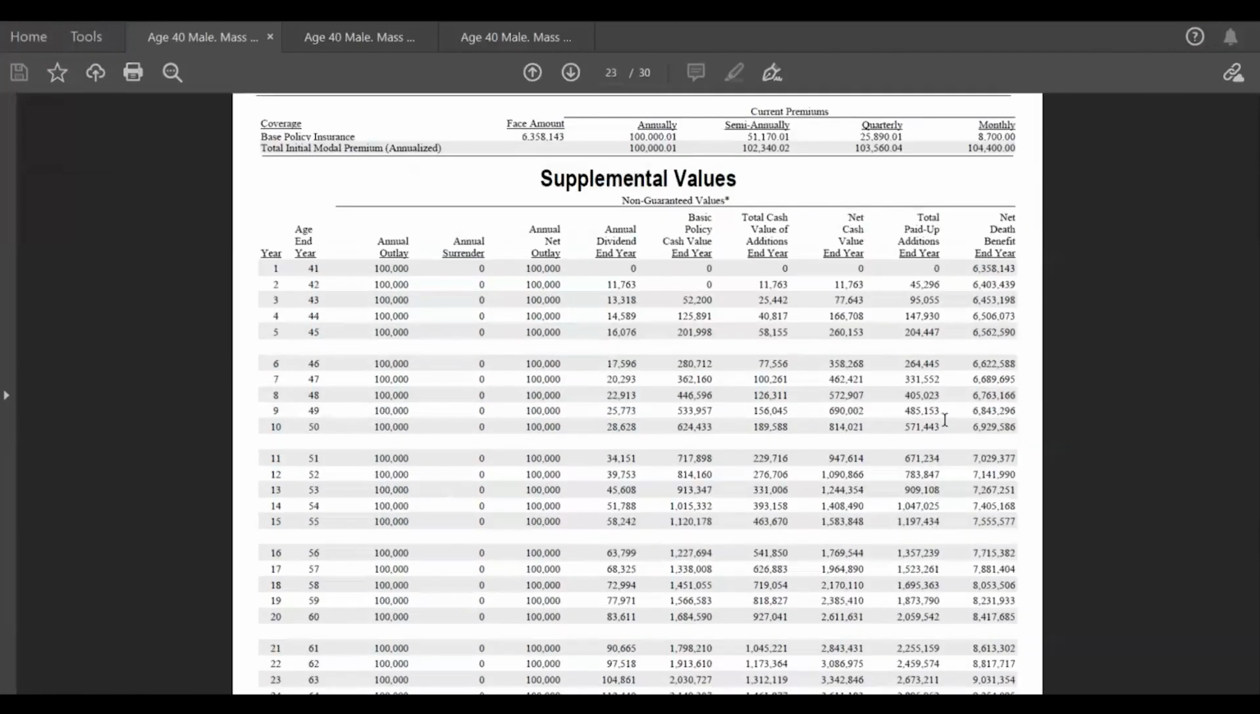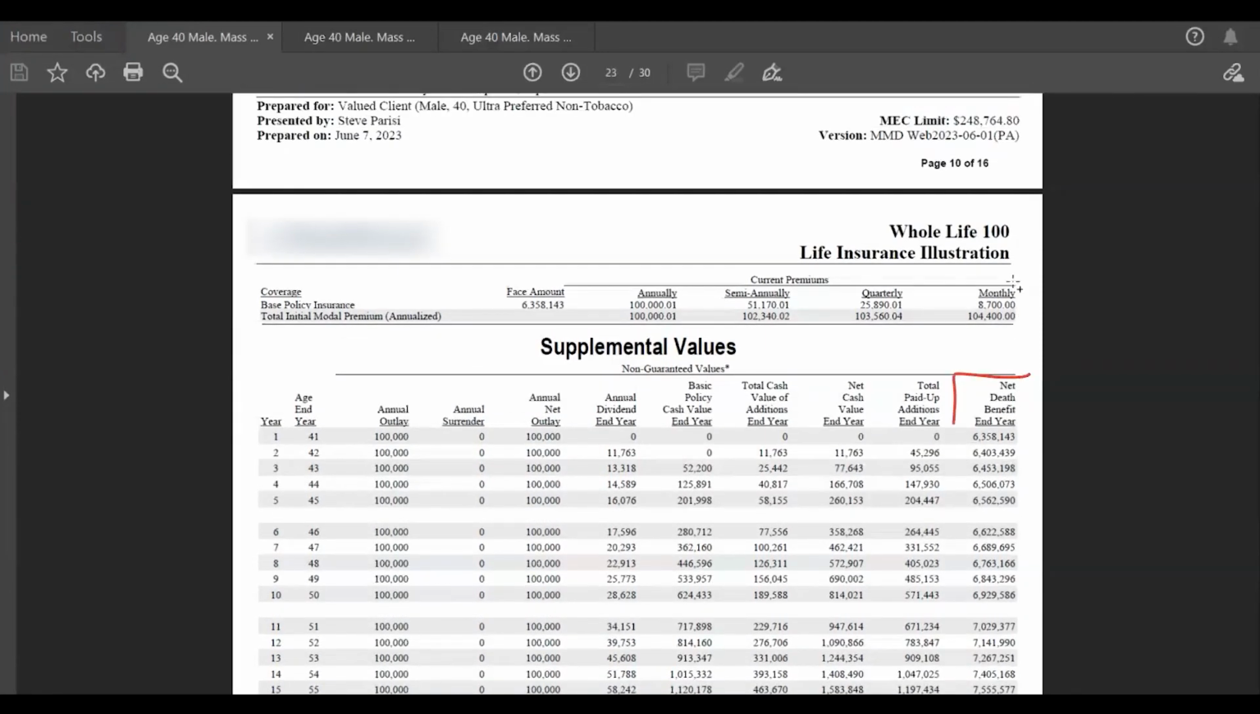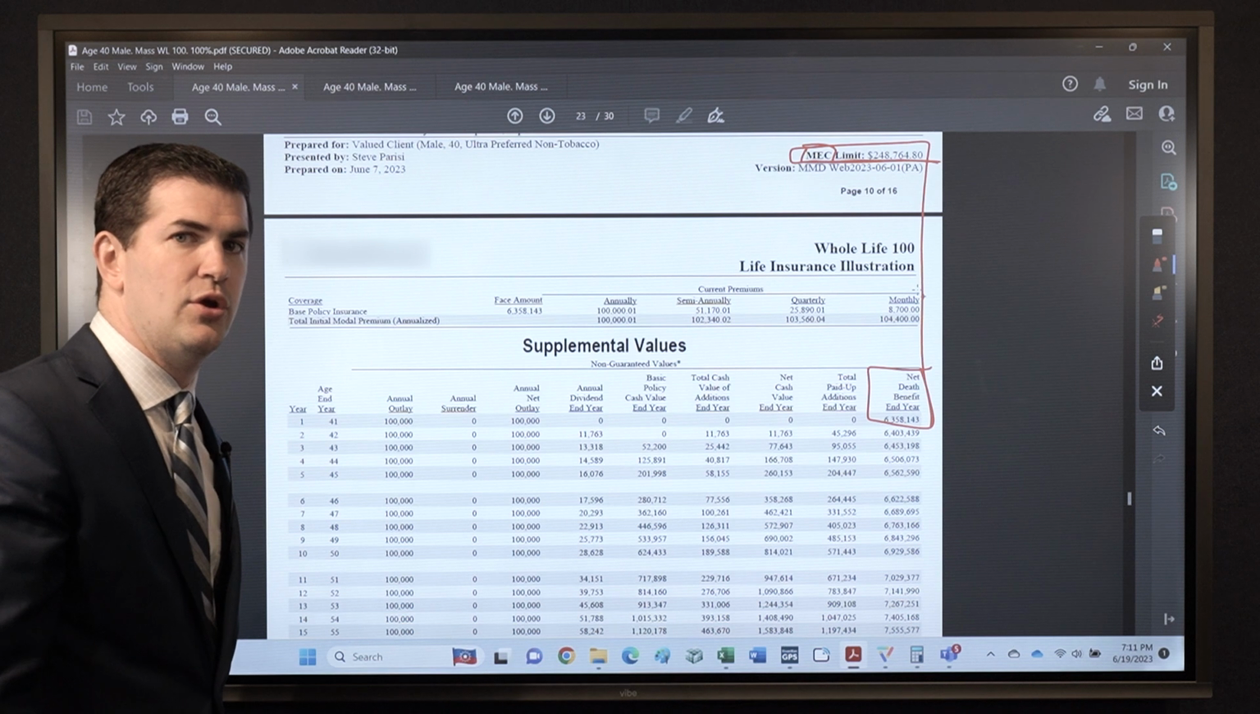So we have a sizable death benefit right out of the gates. Let me scroll up, actually. So the death benefit has a direct relationship to this guy. MEC stands for Modified Endowment Contract. We see a MEC limit of about $250,000.